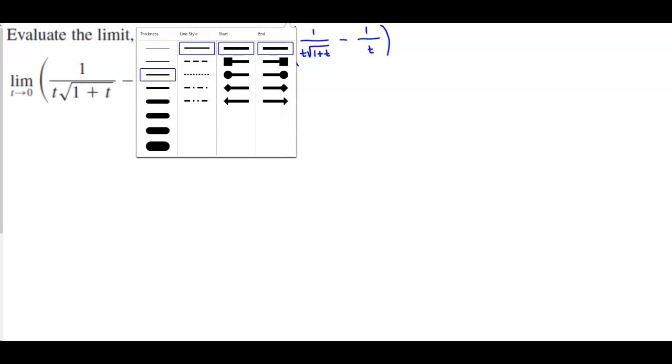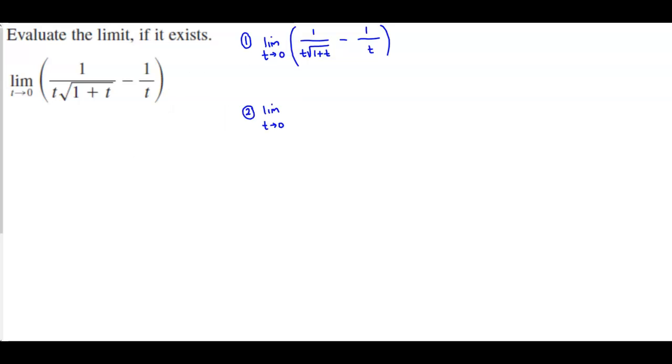So the first thing we need to do is to find the LCD. Well, the LCD of those two fractions is t times the square root of 1 plus t. So therefore, that becomes our new denominator for both fractions. So it was already the denominator for the first one, t times the square root of 1 plus t, minus over here we have t times the square root of 1 plus t.